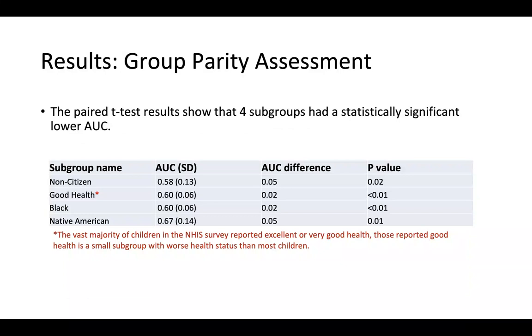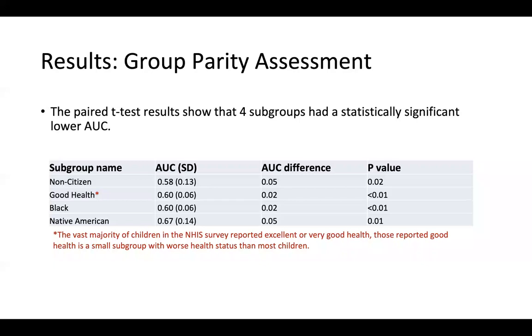Further analysis through the paired t-tests revealed statistically significant lower AUCs in 4 subgroups. The table in this slide elucidates the specifics, showing the 4 subgroups, including their respective AUCs with standard deviation, the AUC differences, and the p-values.